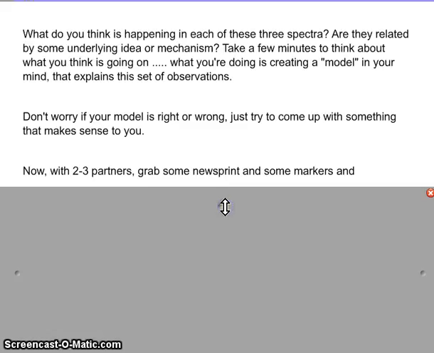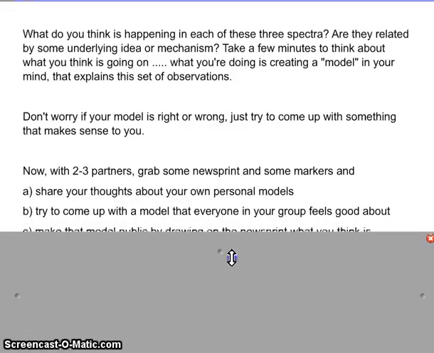Grab a couple of partners. Work either with at least one person, maybe two or three, and grab some newsprint and some markers. I think the newsprint is over in room 11 with Miss Murray, and I know that Miss Kramer has a great collection of markers, so we can gather those. Okay, here's what I want you to do.